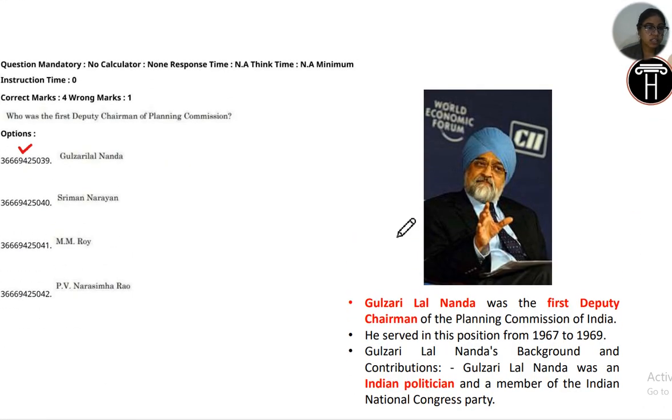Who was the first deputy chairman of Planning Commission? So Gulzarilal Nanda was the first deputy chairman of the Planning Commission of India. This is the image of Gulzarilal Nanda, who was the chairman of Planning Commission.